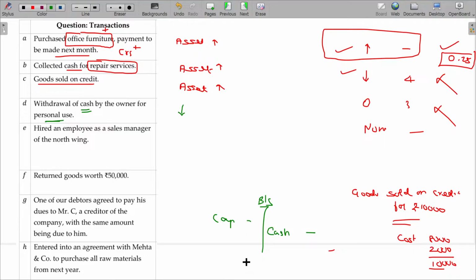Clear? Hire an employee as a sales manager of the north wing. They operate businesses in all the directions in India. They want to have a specialized sales person for the north side of India, so they appointed one person. What could be the impact in the balance sheet?